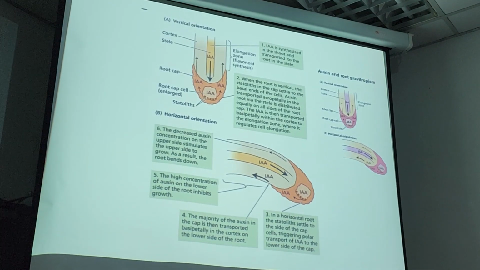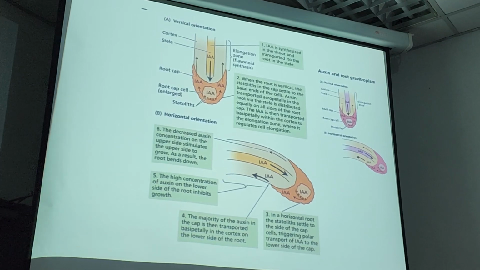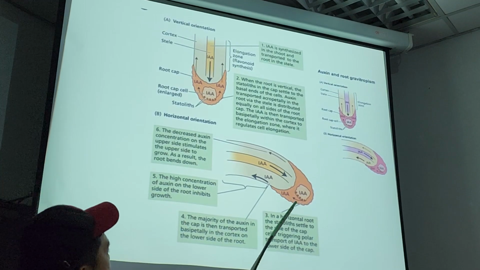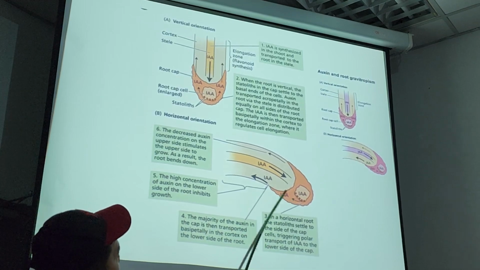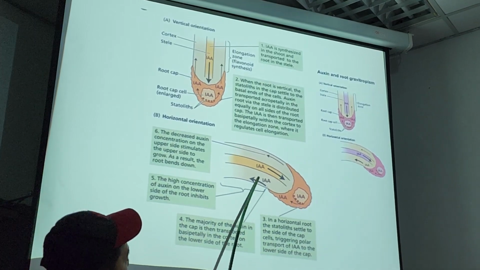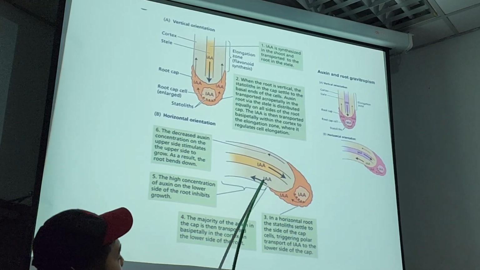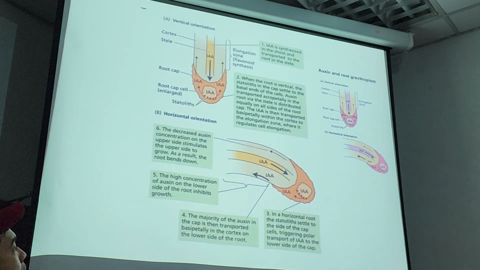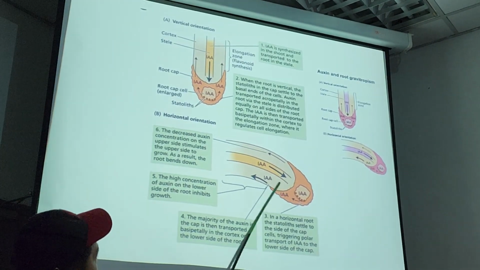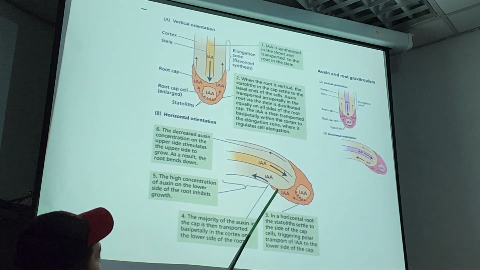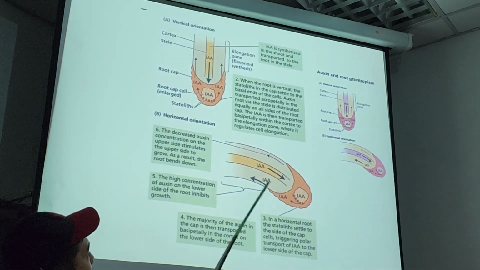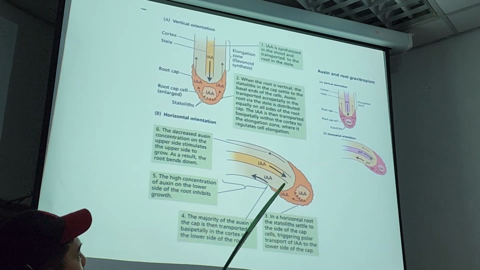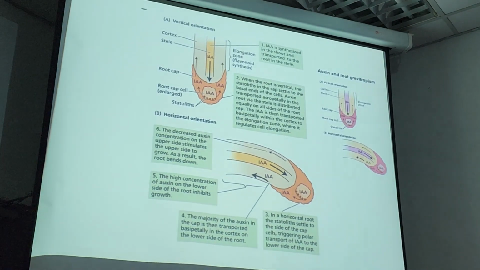It's lying down. So when that happens, number one, you will start to have your statoliths concentrated on the down region, the bottom region of the root tip. When this happens, you will have less auxin present in this region. When there is less auxin present, this region will undergo limited growth.